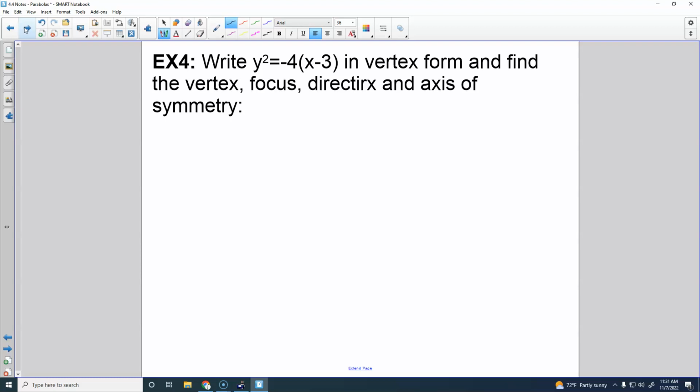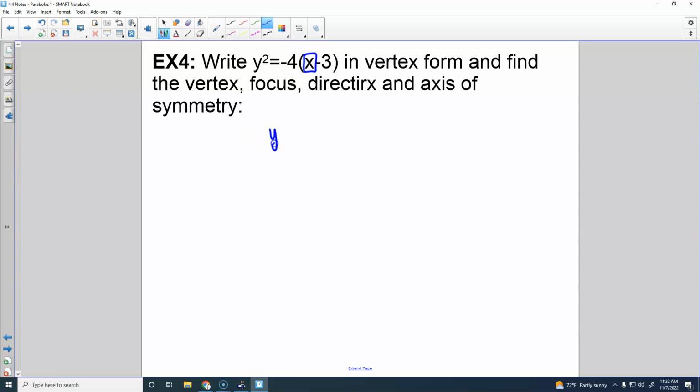All right, so for the next one, we've got y squared equals negative 4 times (x minus 3). We're supposed to put it in vertex form, find the focus, directrix, and axis of symmetry. It kind of looks like it's in vertex form. But the y is squared, so it's not in vertex form at all, is it? Because this equation right here needs to be solved for x, not for y.